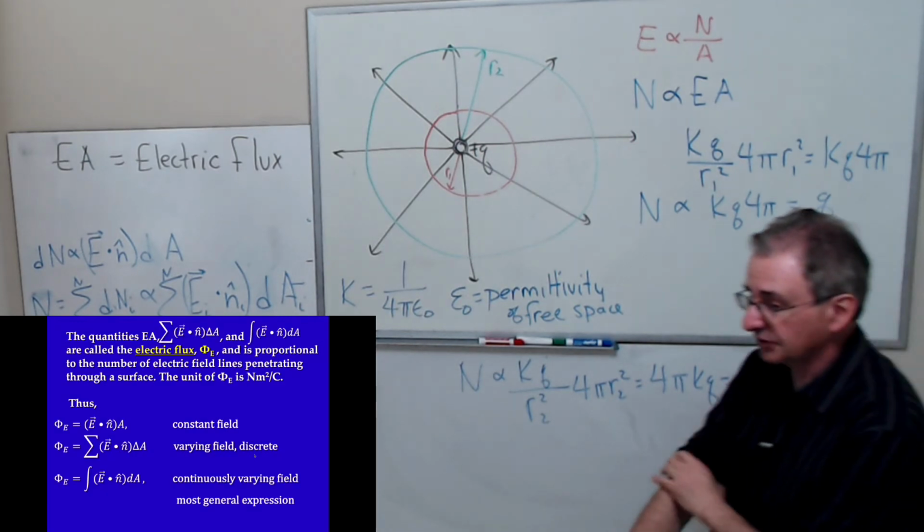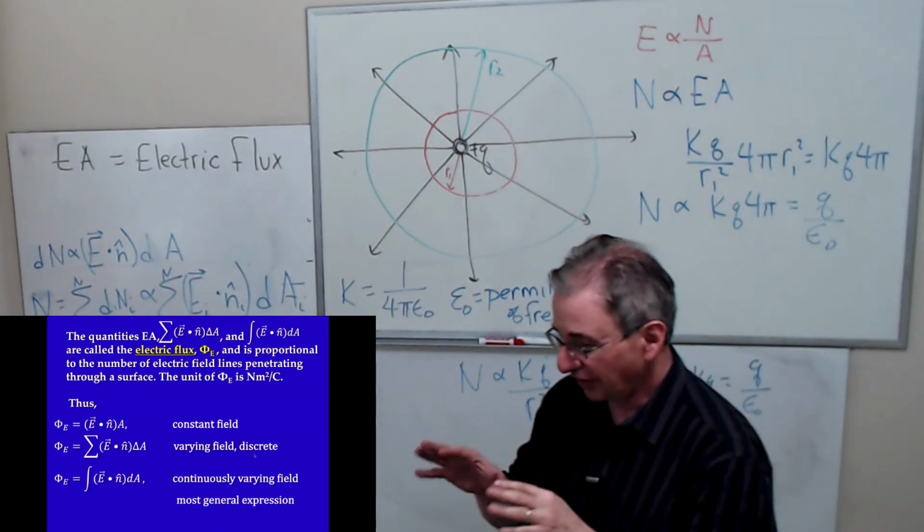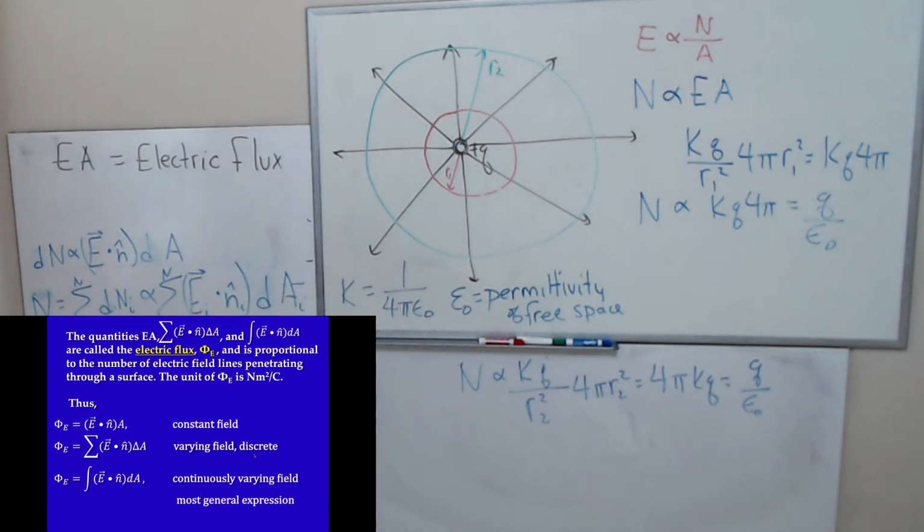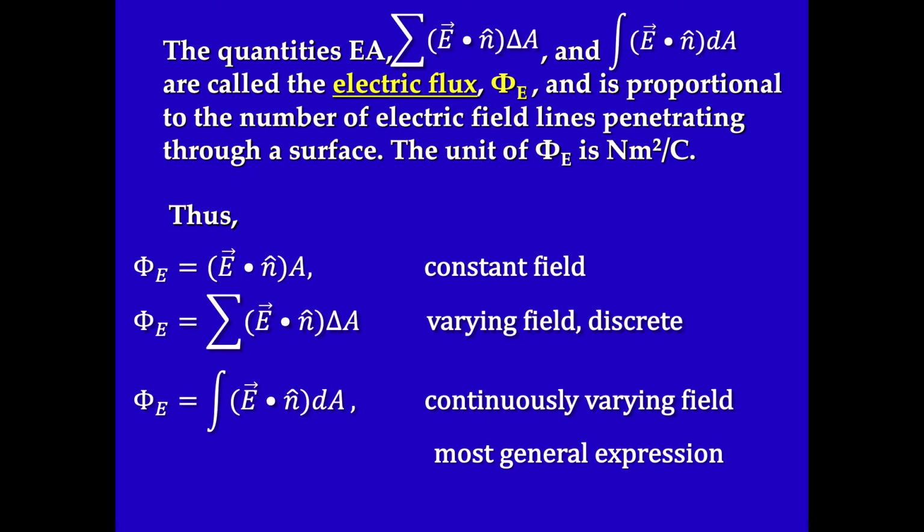So the electric flux, I've written there three different ways. One if you have a constant field, one if you have a discretely varying field, and one if you have a continuously varying field. Guess which one works in every case? Right, the bottom one. The integral works in every case, whether E is constant or not. That's the most general description of the electric flux. It's the integral of E dot n dA. So that's the flux through a surface, the outward flow of the field lines through a surface.